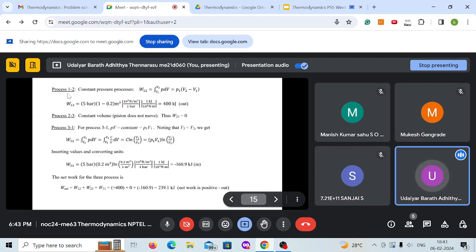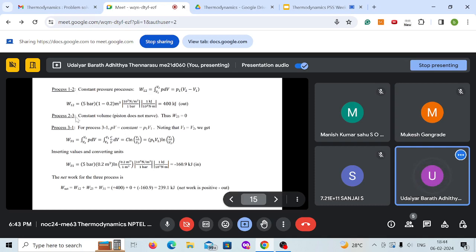Process 1 to 2 is a constant pressure process. So P dV, where P1 is 5 bar, into V2 minus V1, which is 1 meter cube minus 0.2 meter cube. Bar is 10 power 5 Newton per meter square, and dividing by 1000 to make it kilojoules, it will come out to be 400 kilojoules, which the system is doing. So it's an expansion process, you are getting 400 kilojoules of work.